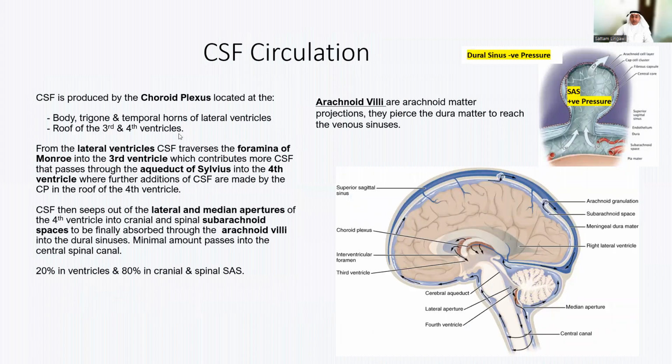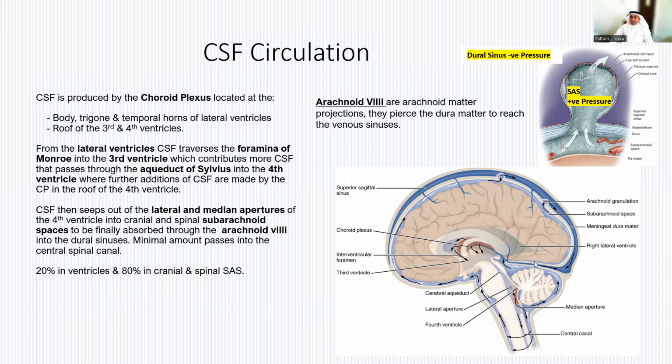CSF then circulates through the ventricular system into the subarachnoid space and then gets absorbed into the dural sinuses. The major areas of production are the choroid plexuses in the body and the trigones of the lateral ventricles, where it passes through the foramina of Monro into the third ventricle. It is also produced through the choroid plexus in the roof of the third ventricle and the roof of the fourth ventricle. So the CSF circulates from the lateral ventricle through the foramina of Monro to the third ventricle, through the aqueduct of Sylvius into the fourth ventricle, then through the foramina of Magendie and Luschka into the subarachnoid space. A minimal amount also goes through the central spinal canal.